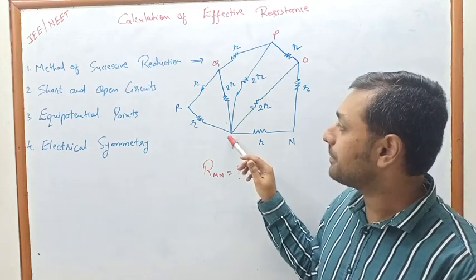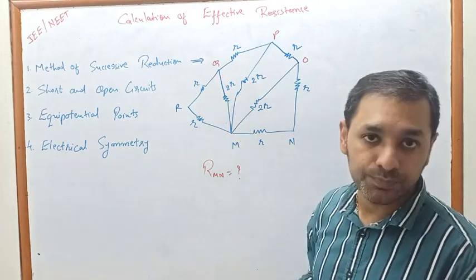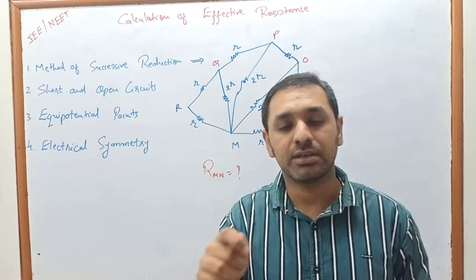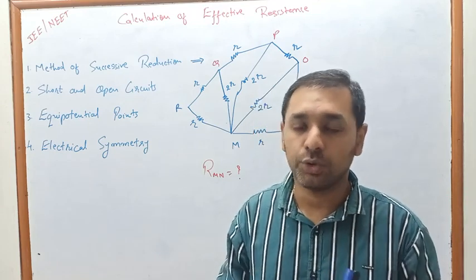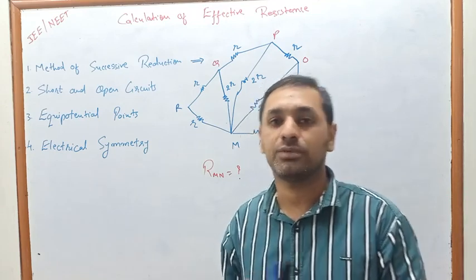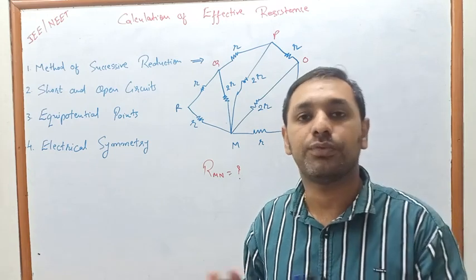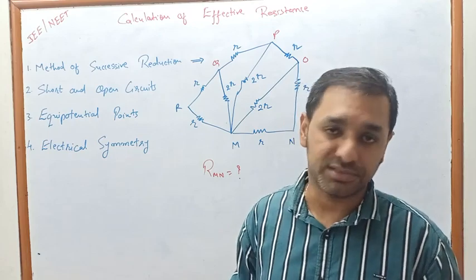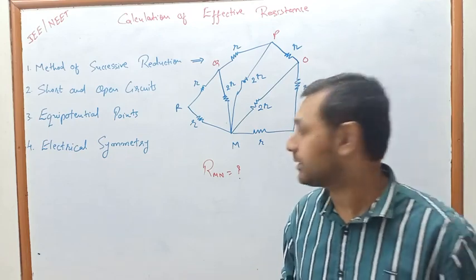Now this MR and RQ, these two resistors are in series. You know series and parallel combination very well, so I am not going to explain what a series connection is, what a parallel connection is, and how to find the equivalent resistance of two series or two parallel resistors. I think you must be knowing that.